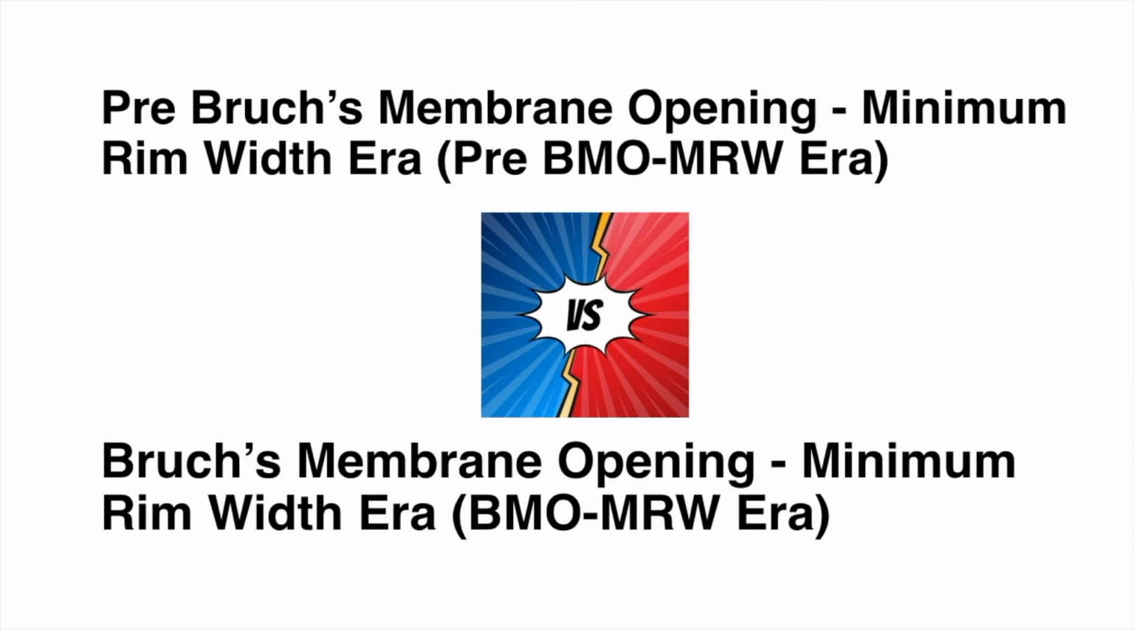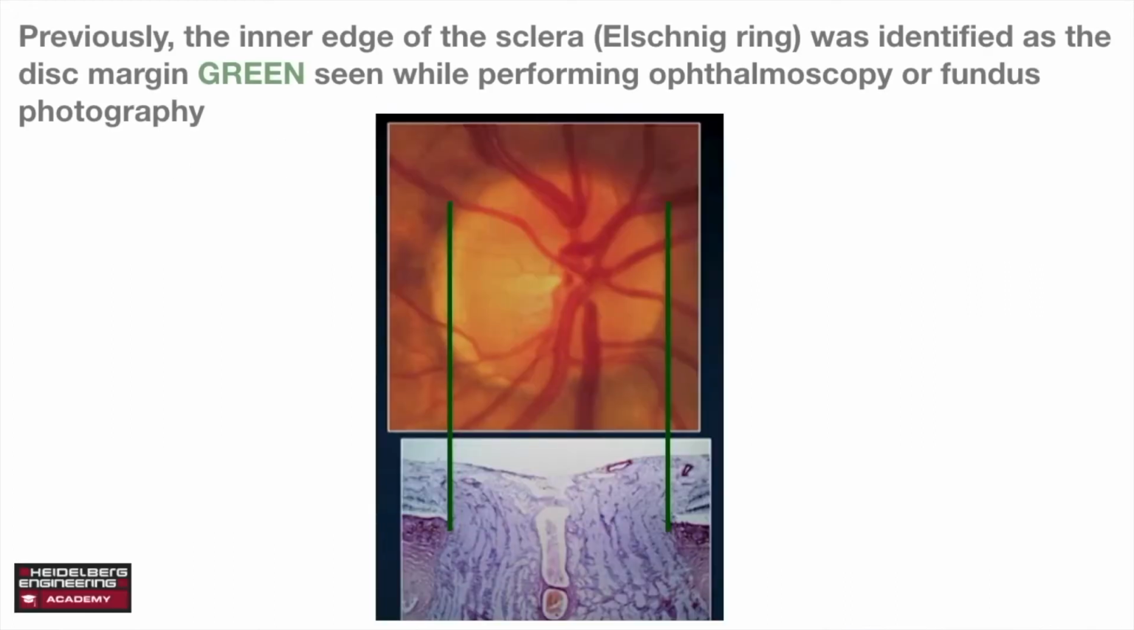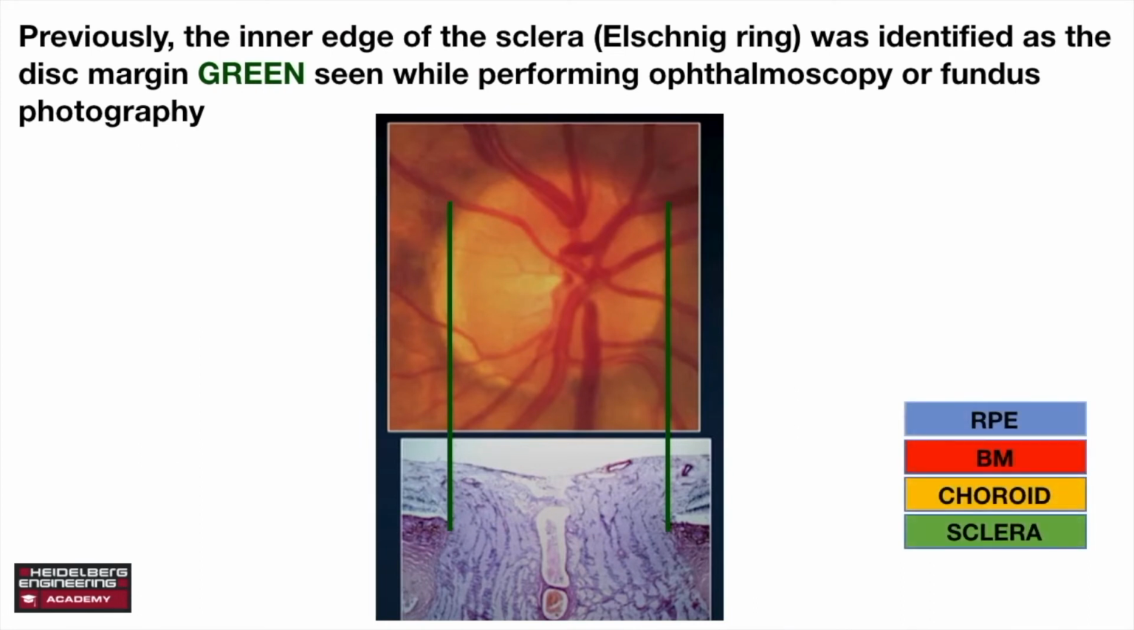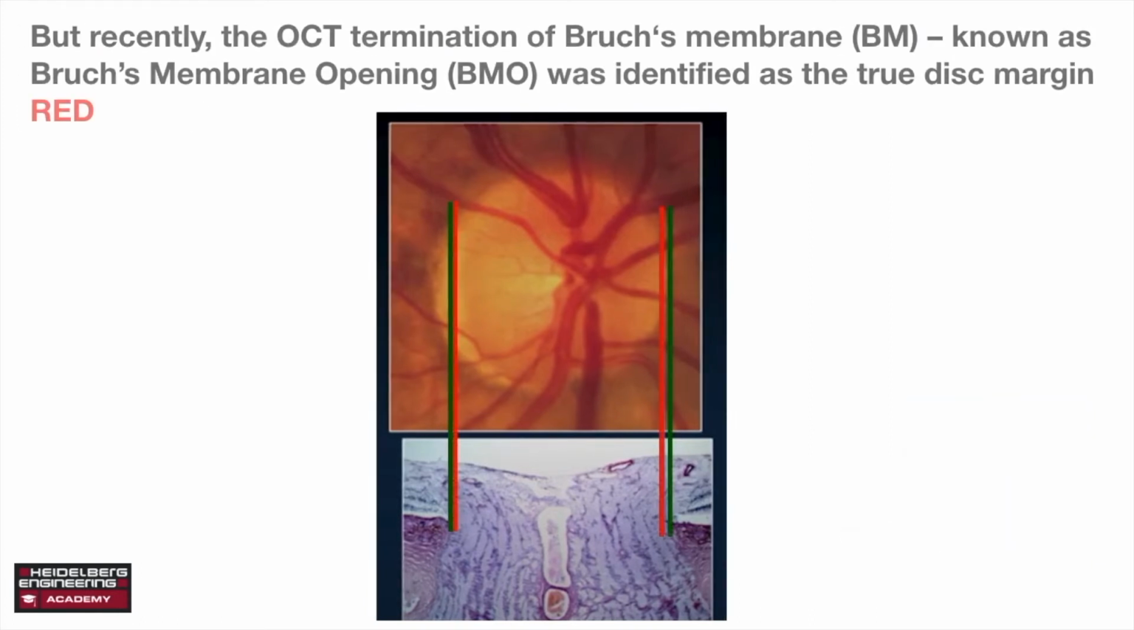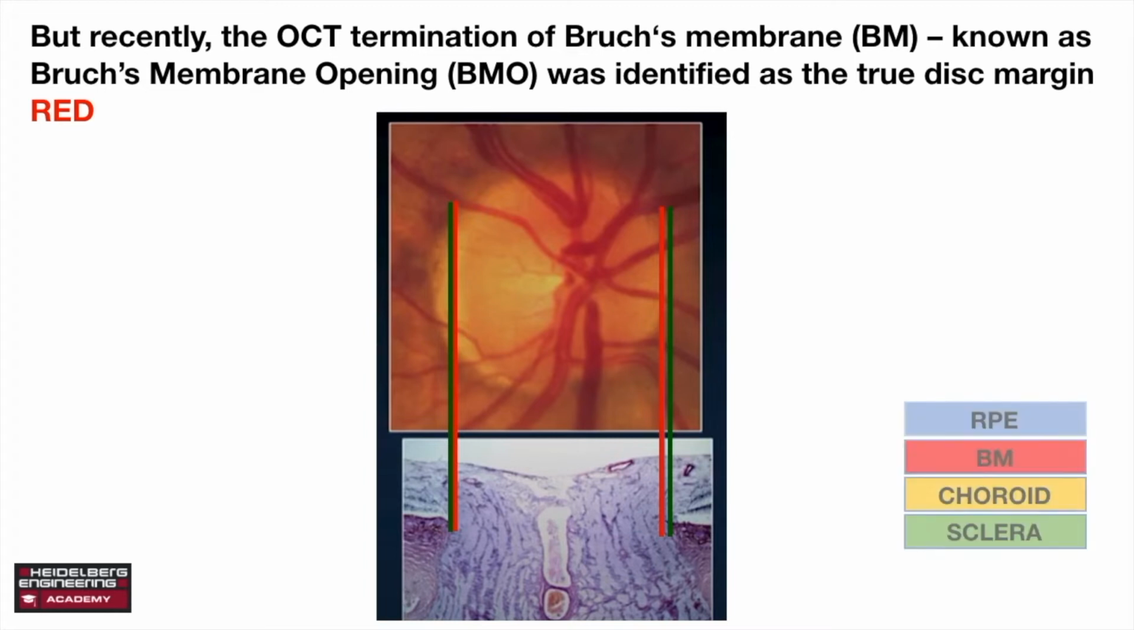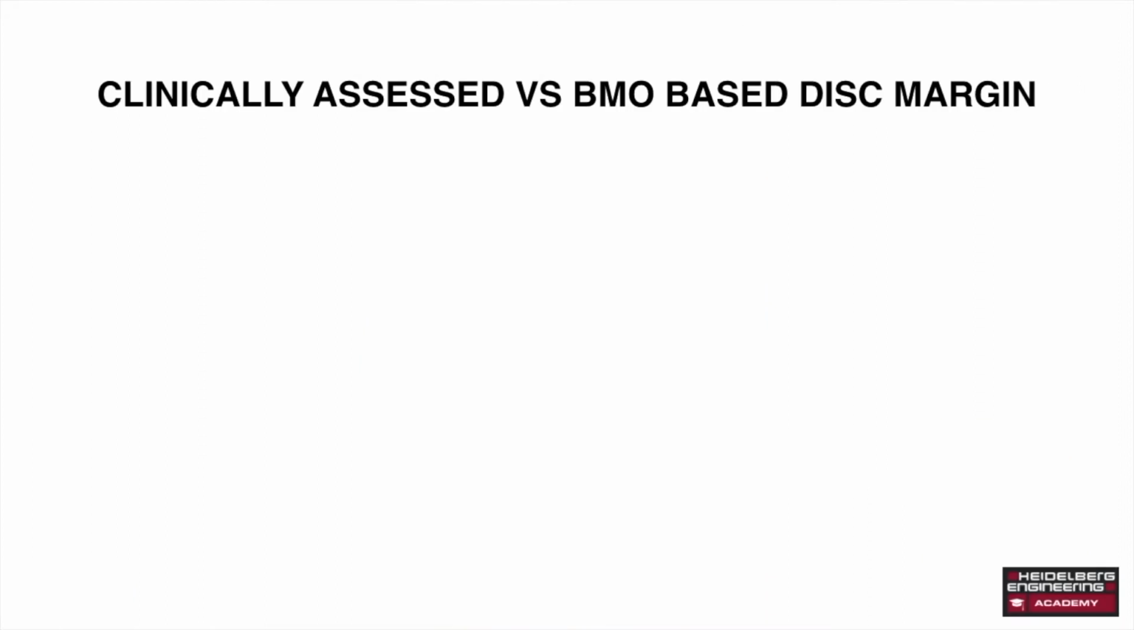Pre-BMO-MRW era versus BMO-MRW era. Let us first see what is Bruch's membrane opening minimum rim width. Previously, the inner edge of the sclera was identified as the disc margin, marked by the green line seen while performing ophthalmoscopy. But recently, the OCT termination of Bruch's membrane, known as Bruch's membrane opening, was identified as the true disc margin, marked by the red line.